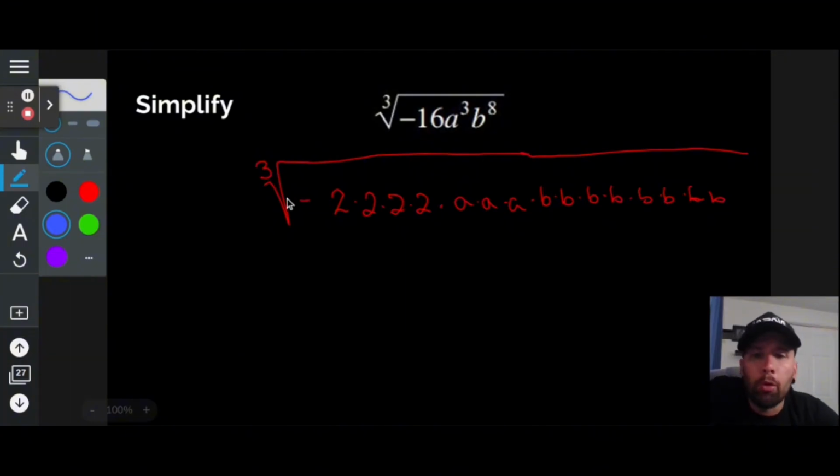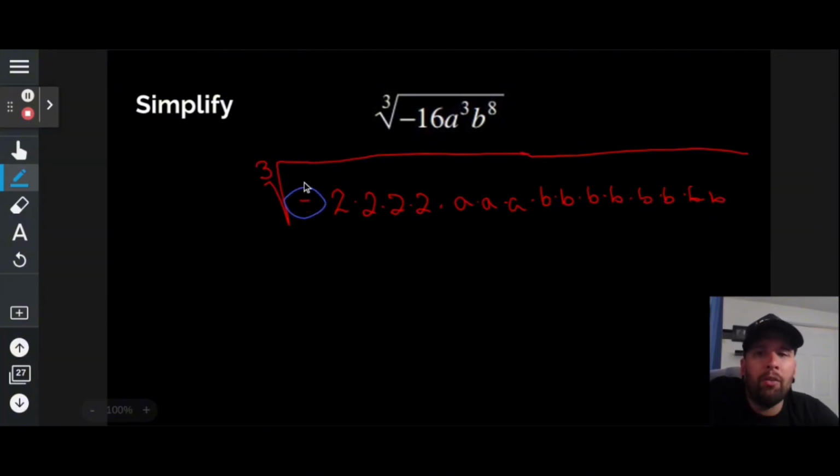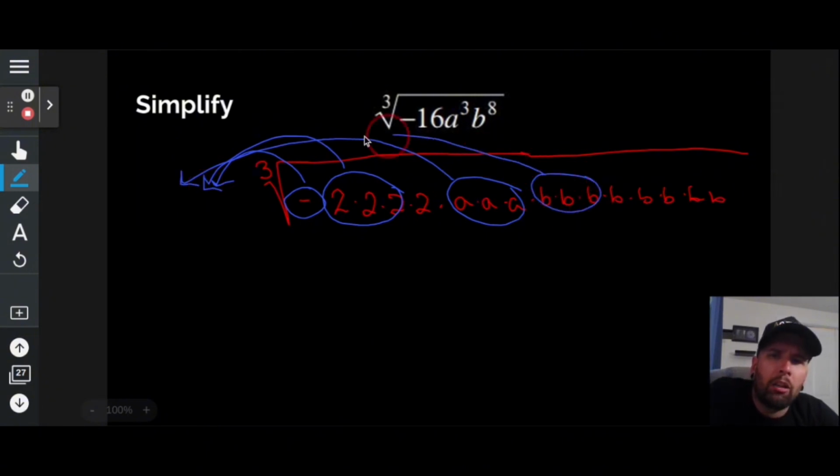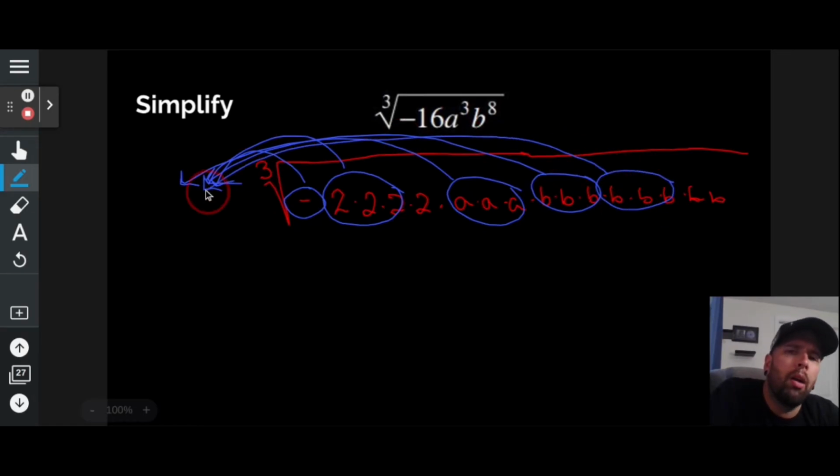In a cube root, you're allowed to have a negative. Bring it out. I have 1 2 3 4 2s, so let's pull out a group of 2 of them. I have 1 2 3 A's. Let's pull out a group of 1 of them. I have 1 2 3 B's. Let's pull out 1 of them. And I have 1 2 3 B's, and let's pull out 1 of them. And I have 2 B's left over.